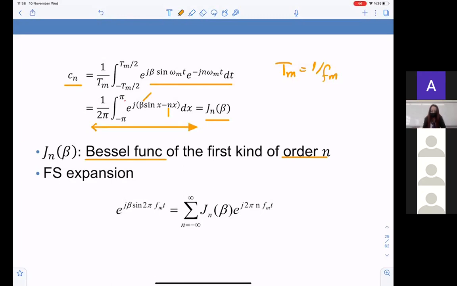All right. So the Fourier series expansion of our complex envelope signal then is in terms of the Bessel function values multiplied by the complex exponentials at multiples of Fm. Any questions so far?